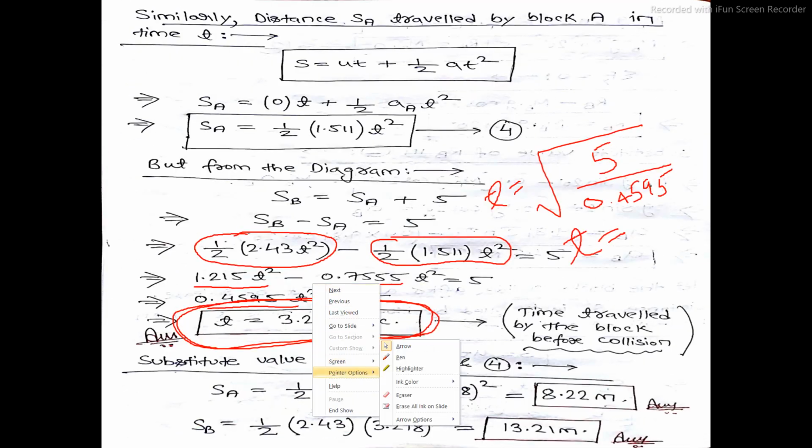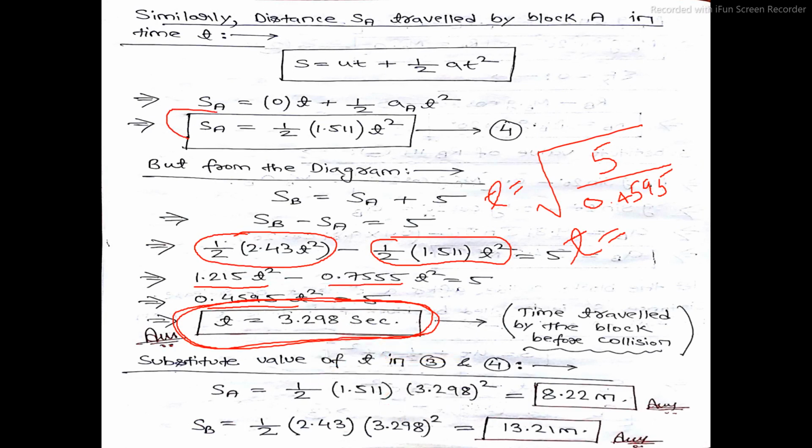Equation of SA is denoted by equation number 4, that is SA is equal to half times 1.511 times t square. T we have just calculated, so just substitute the value of t in the equations of SB and SA. We will get the values of SB and SA. So SA is how much? SA is half times 1.511 into t square. T is how much? 3.298, whole square. If you solve it, you will get SA as 8.22 meter.